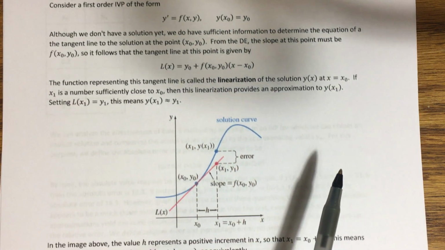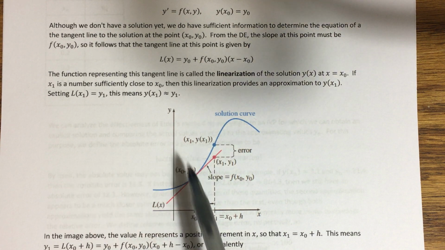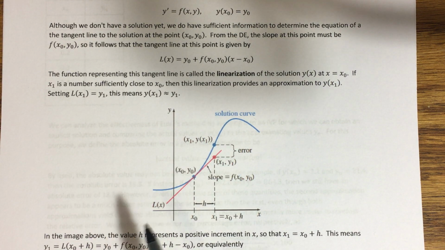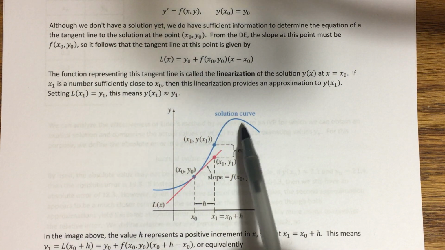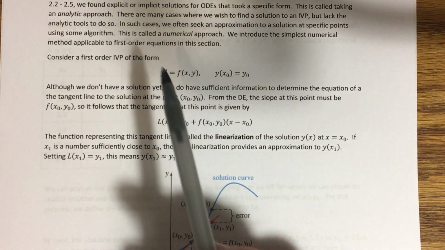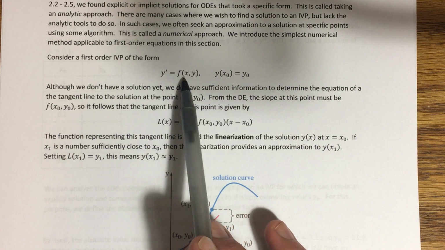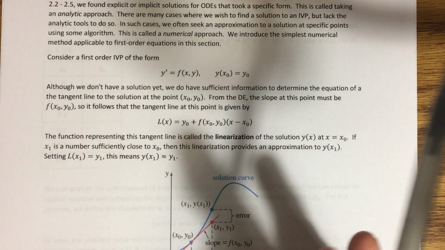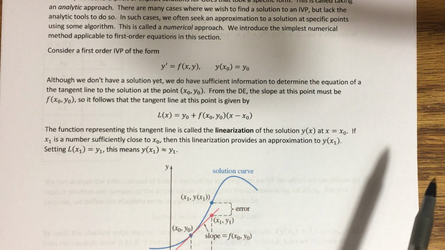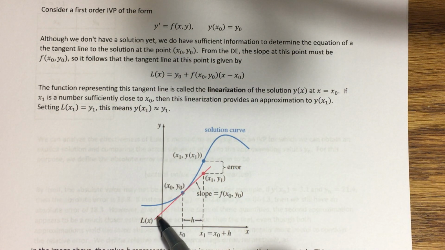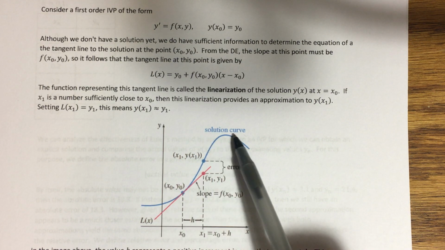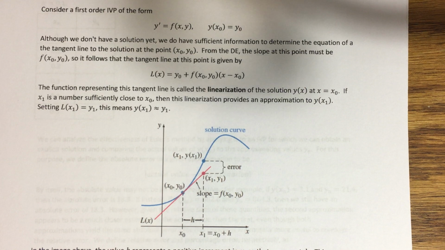And that's kind of illustrated here in this picture. This is the image that you want to have in mind as we go through this section. So here in blue is our solution curve. And again, like I said, we don't know what the function for that curve looks like. We haven't solved this DE. We just know that a solution exists. Okay, but we do have enough information to find the equation of this red line right here. Notice this is the tangent line to this solution curve at the point x naught, y naught, and we're calling that L of x for linearization.